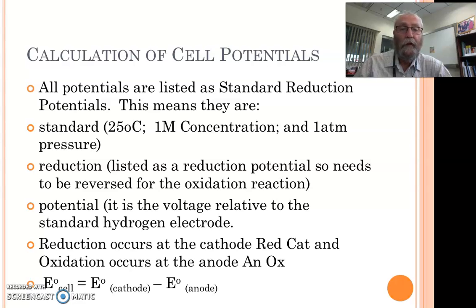The little mnemonic that I find useful is this idea of RedCat and AnOx. So what happens is reduction occurs at the cathode and oxidation occurs at the anode. So in an E cell potential, you take the cathode reaction and take the voltage as it is listed, and you reverse the voltage for the anode reaction because it is listed as a reduction potential and you need it to be listed as an oxidation potential.